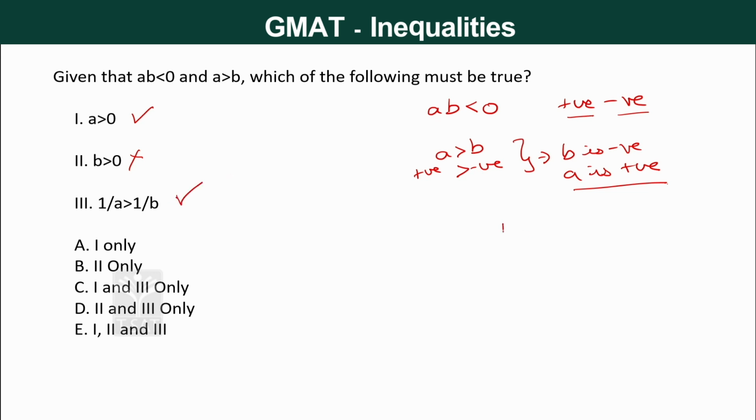Let's look at why. When you say 1 by A, A is positive, so the fraction also is positive. And when you look at 1 by B, B is negative, so the fraction also becomes a negative fraction. So positive is always greater than negative. Again, 1 by A is greater than 1 by B. So that is option C, which tells us that only statements 1 and 3 are correct. Let's look at the next question.